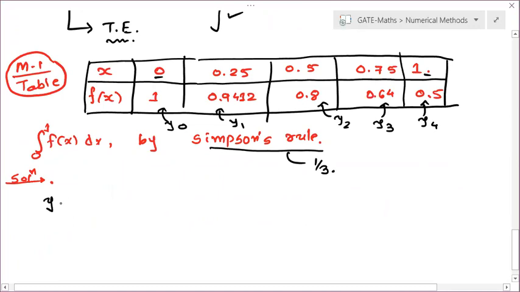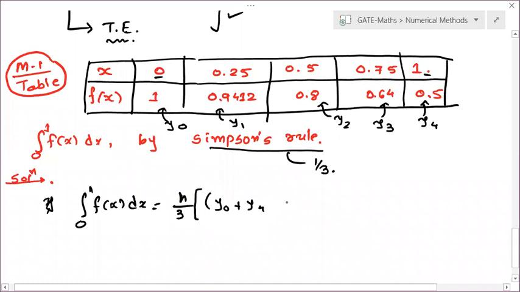So by Simpson's 1/3 rule, the integral from 0 to 1 of f of x dx can be written as h by 3 times y0 plus yn, that is y4, plus 2 times all even, that is y2, plus 4 times all odd, that are y1 and y3. Are you getting my point? Please give me some response. So you have to proceed like this.